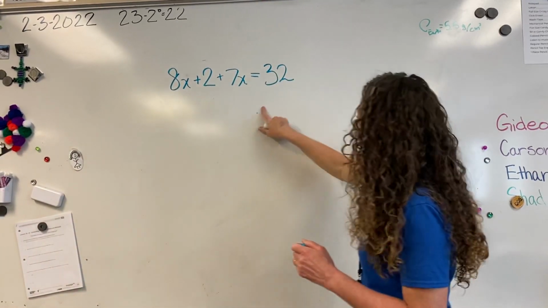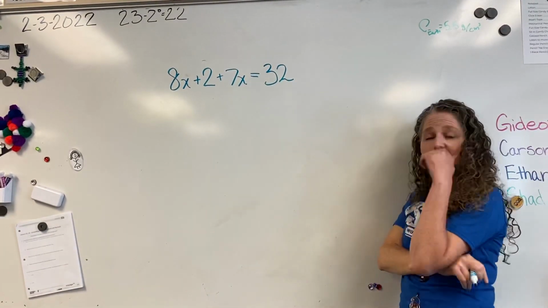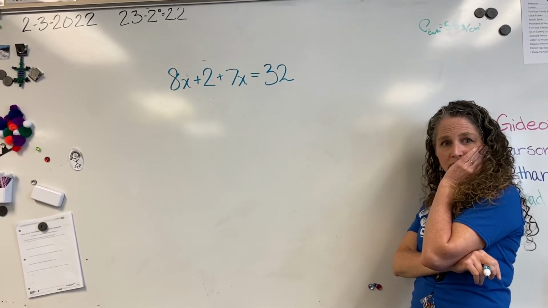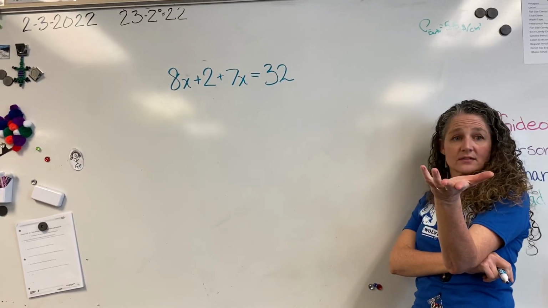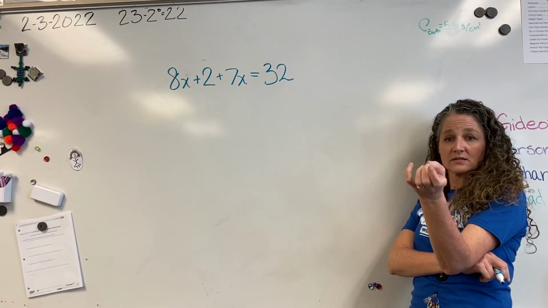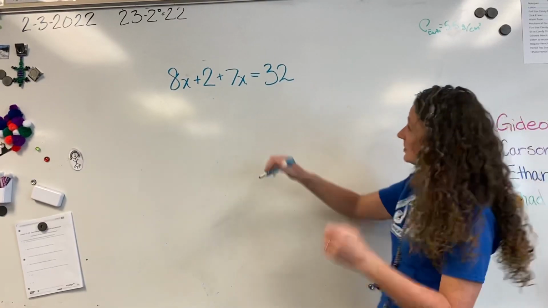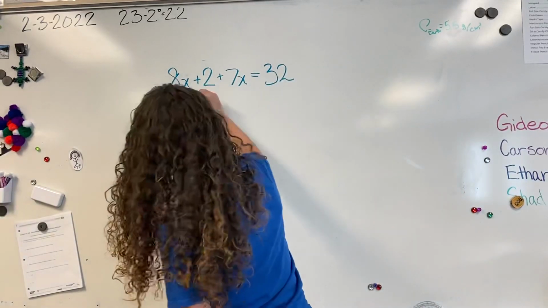What if I have that going on? What do I want to do first? Combine the 7x and 8x. Combine 8x and 7x. Why would I want to do that? Because it simplifies life a lot. So, what's 8x plus 7x? 15x.